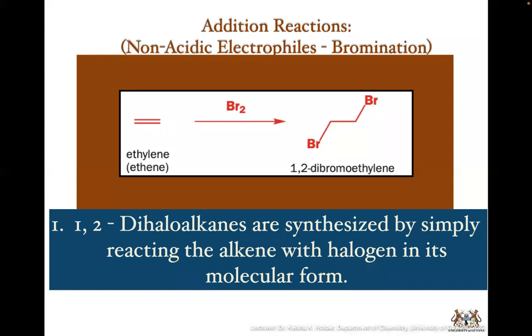The halogen that's before you is bromine, and you can see that the addition occurs in such a way that one bromine atom is added to one carbon of the alkene, and the other bromine atom is added to the second carbon of the alkene. Compounds that come in this form are referred to as 1,2 dihaloalkanes, and that's because the positioning of the halogens are 1, 2 with respect to each other. So they're synthesized by simply reacting the alkene with the halogen in its molecular form.